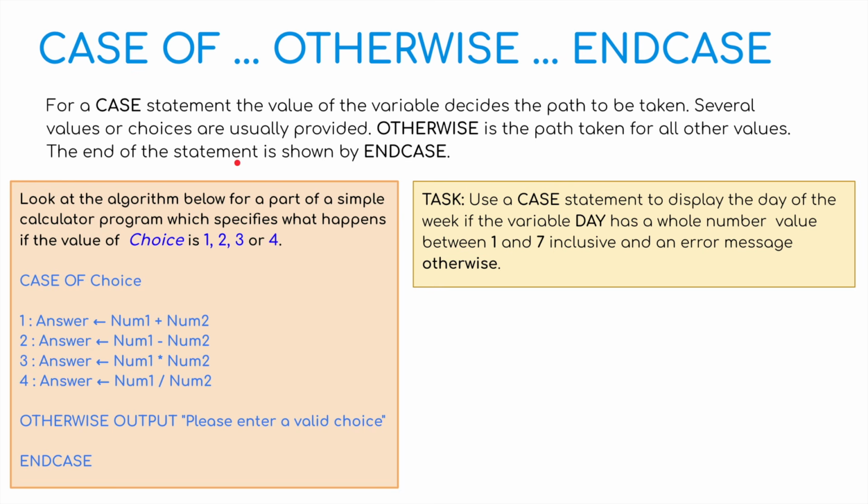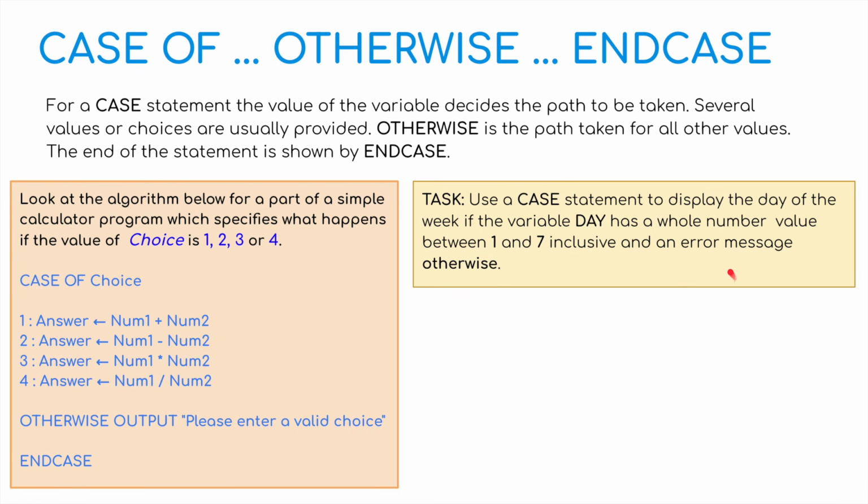The task: in this case, we've got the case statement again, the choices, answer 1, answer 2, answer 3, or answer 4. And this could be a little program, a basic calculator, where we're doing additions, subtractions, multiplication, and division. Otherwise, if you don't enter the number 1, 2, 3, or 4, you'll get an enter a valid choice message. And then we end the case.